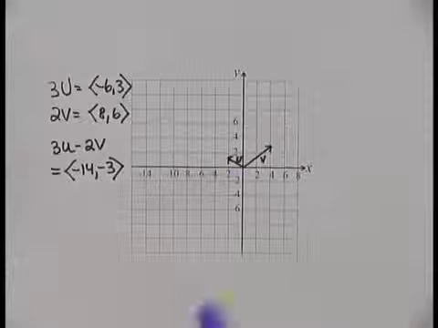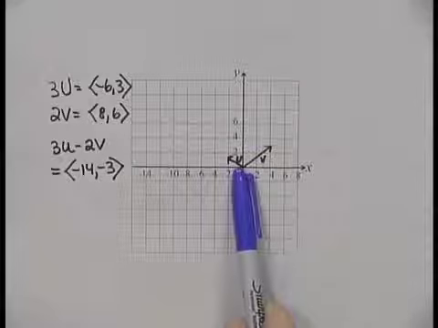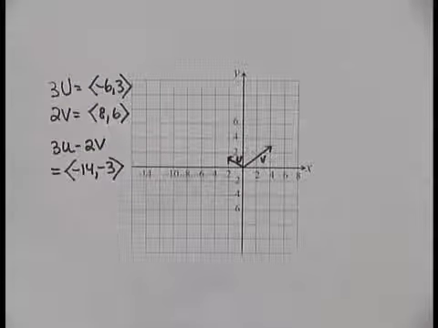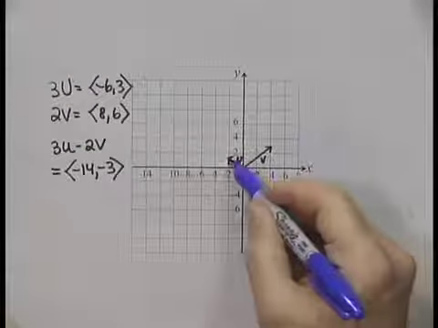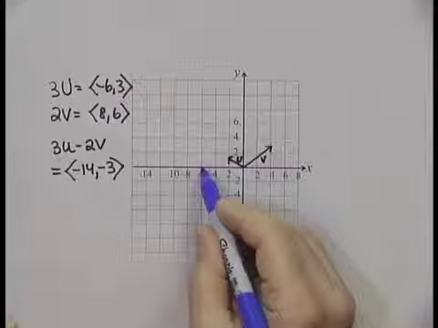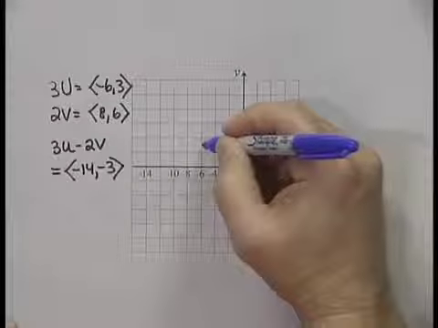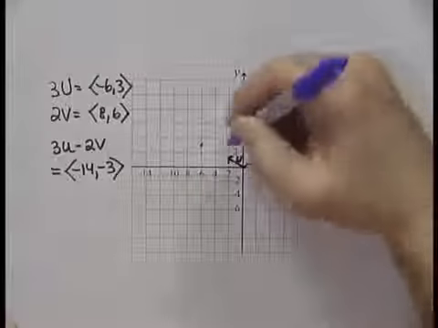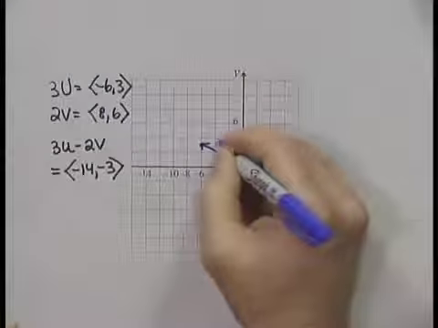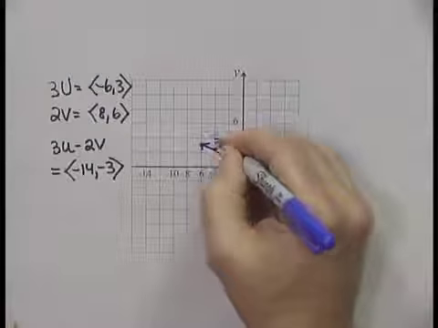So here I've drawn the original vectors u and v. Let's draw 3u. 3u, of course, just means a vector that goes in the same direction as u, but is 3 times as long. So negative 6 here, comma 3 there. So vector 3u would be the blue one.